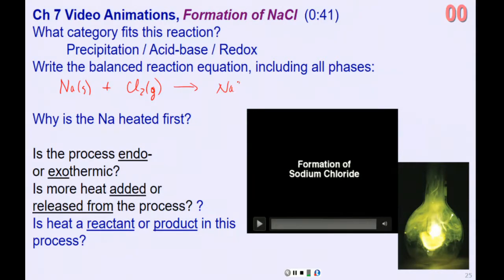If you want to balance the equation, you can look at that for a minute. That should be solid sodium chloride. And realize that if you have 2 chlorine on the left, there better be 2 on the right, which means you better have also 2 sodiums on the left.